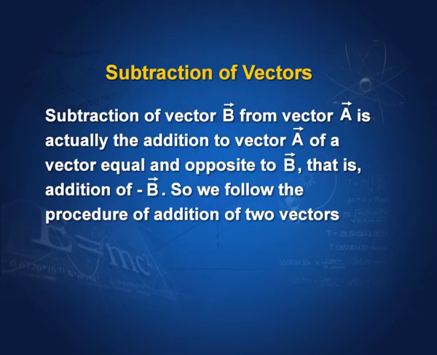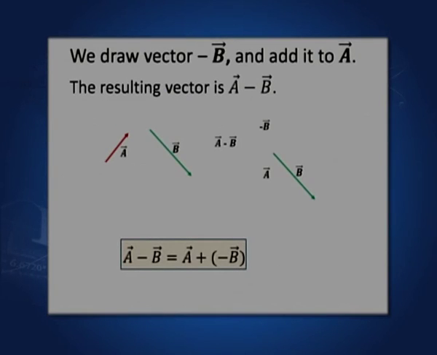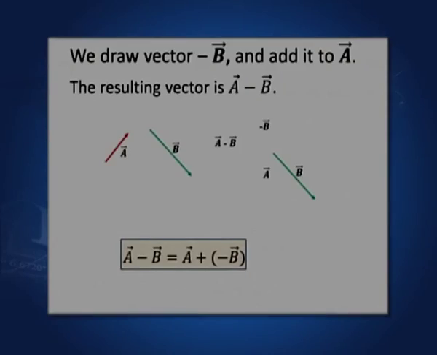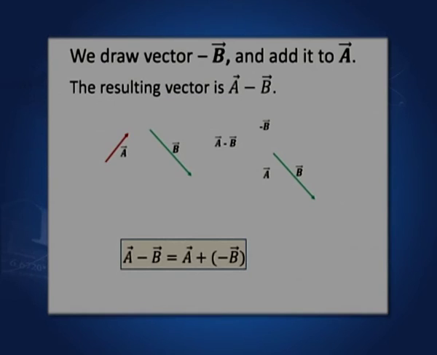So, we follow the procedure of addition of two vectors, because subtraction is nothing but addition. We take vectors A and B as before, and I want to subtract B from A. That means I want to add minus B to A. Is this clear? That means I am subtracting B from A. So, let me start the process.